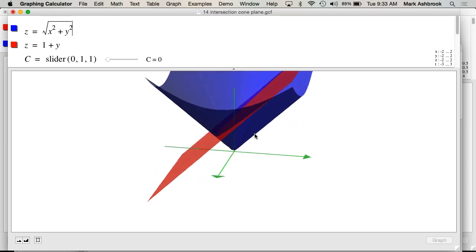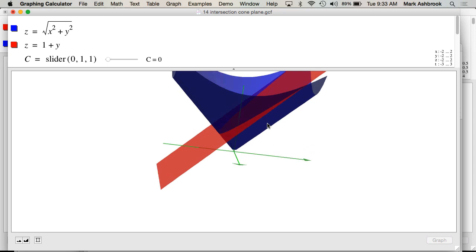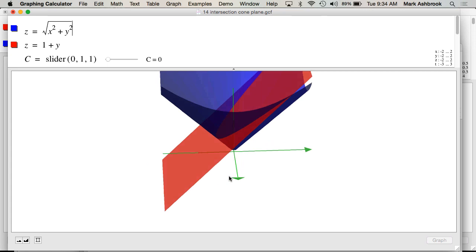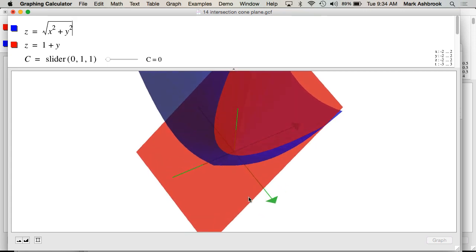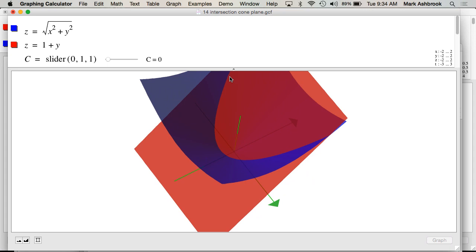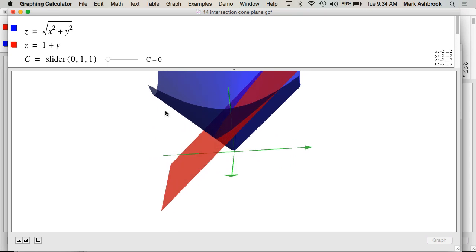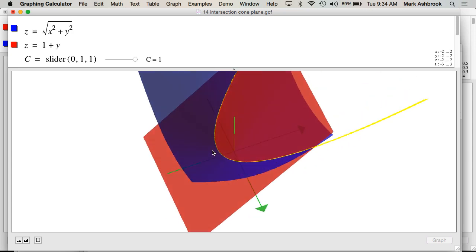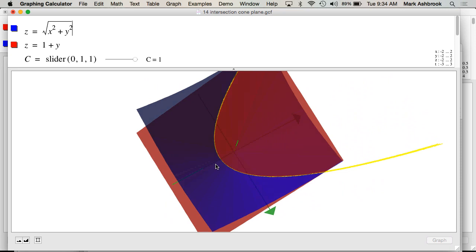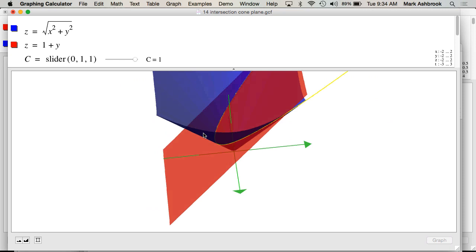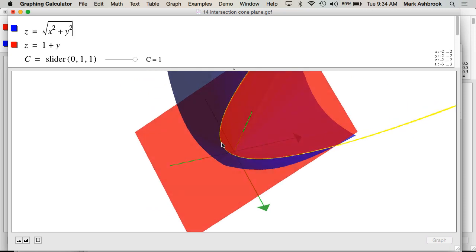So what is the intersection of those two? Can you see that? See the intersection right here, looking down on it. And then I'll highlight it here. Okay, so that's a parabola, it's on an angle, right? So it's like an angled parabola, we think it might be an angled parabola.